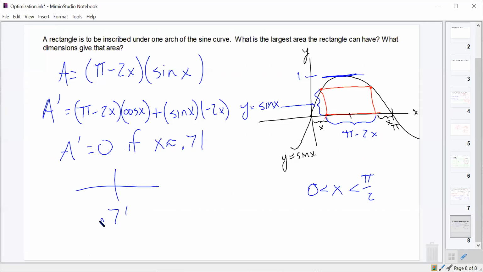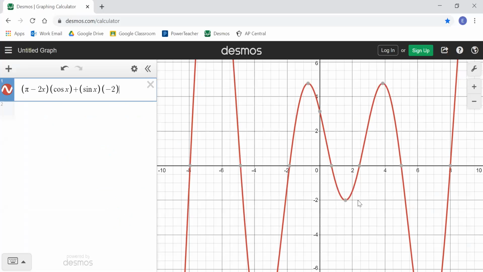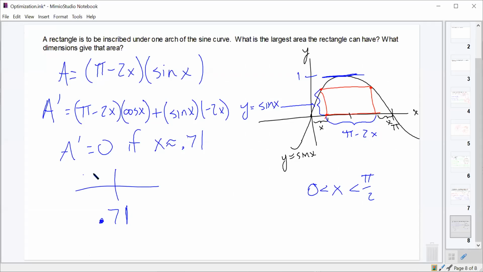And the sign chart for this should be really easy because all we care about is whether the derivative is positive or negative. And here's a graph of the derivative right here. To the left of 0.71, the derivative is positive. And to the right of 0.71, the derivative is negative. So we're positive, then negative, increasing to decreasing. We have a max area if x is about 0.71.